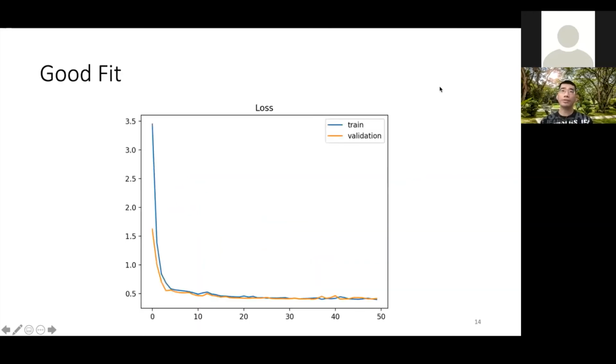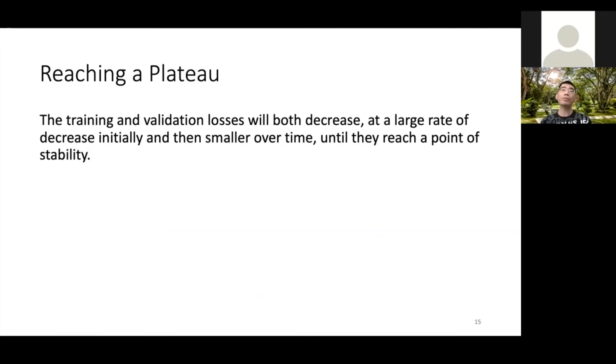So a good fit is our goal when training machine learning models, as shown by this figure. And it occurs at the sweet spot where the model is neither underfitting nor overfitting. So when we have a good fit, the training and validation losses will both decrease at a large rate initially, and then get smaller over time until they reach a point of stability, or in other words, they converge.